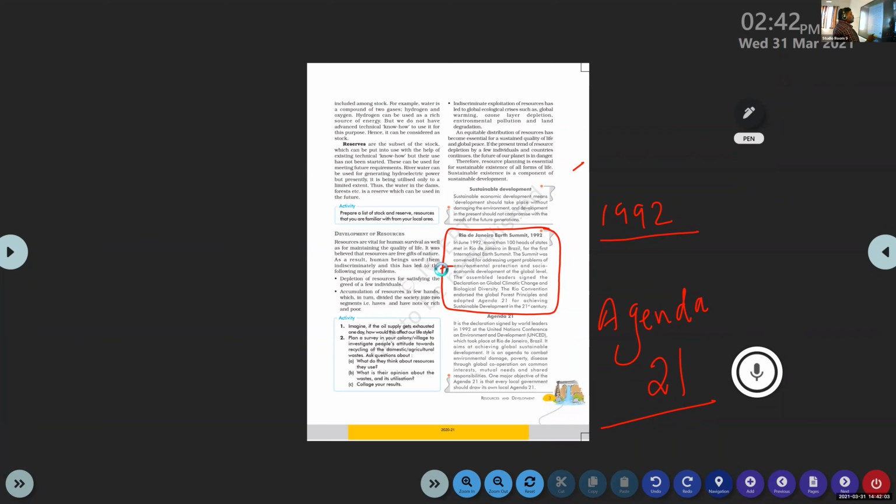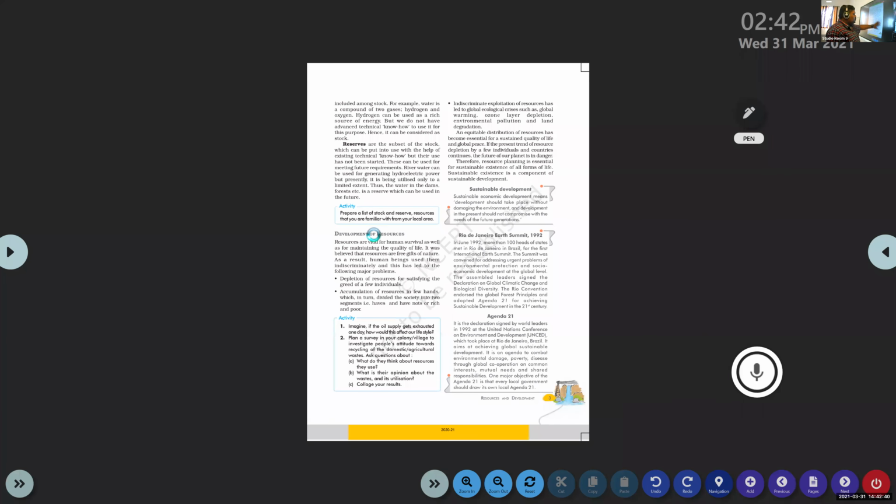Okay, and giving importance to the social and economic development of the countries. The leaders who gathered there signed a declaration called the Declaration of Global Climatic Change and Biological Diversity, and they took an oath on the importance of protecting the environment. The Rio Convention was endorsed with a program called Agenda 21, basically termed the Forest Principles. That's the Rio de Janeiro Earth Summit, conducted in the year 1992.